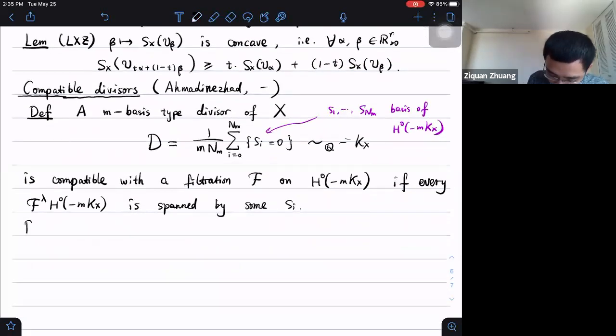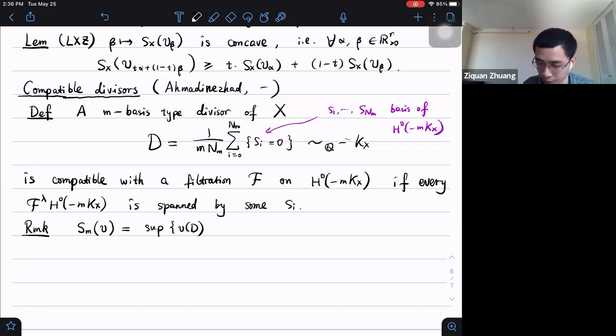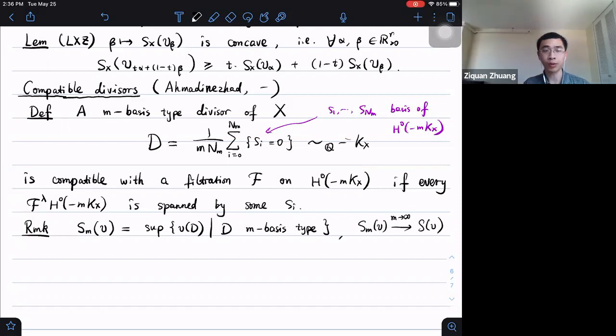Here's the remark. There are different ways to define this Asym variant, but last week we used the formula that comes from the integral of volumes. Another way to define this is to take a limit. I can first define the Asym variant at the finite level. If I have a valuation v, I can define this S_m of v as the largest vanishing order of m basis type divisors like this. And then it turns out that as you take the limit as m goes to infinity, you will get the Asym variant that was introduced last week.